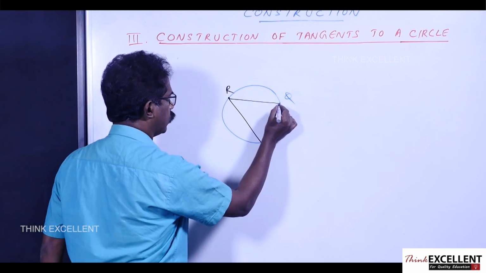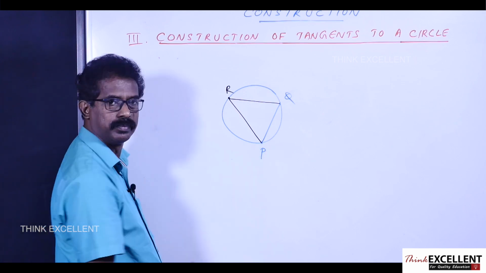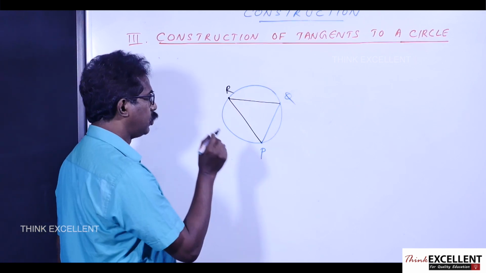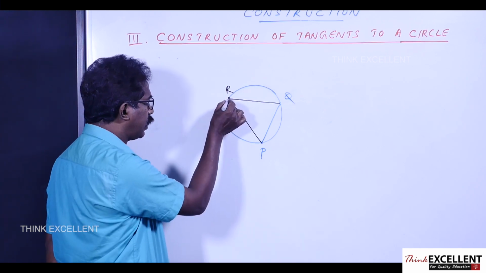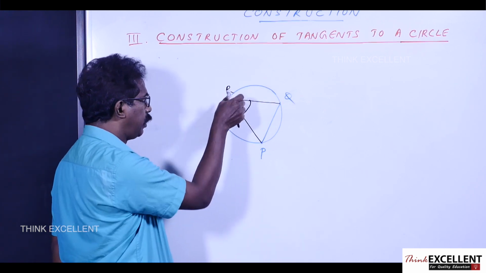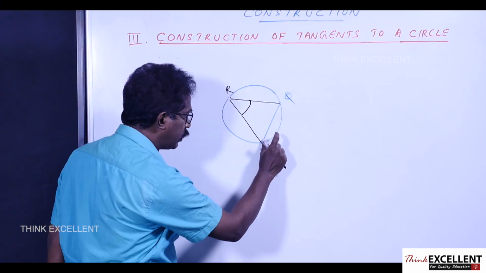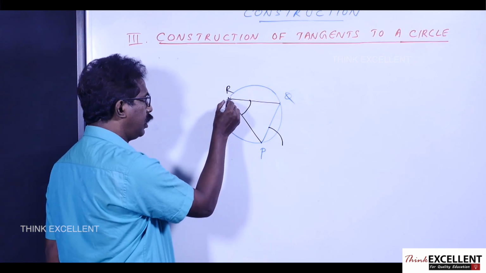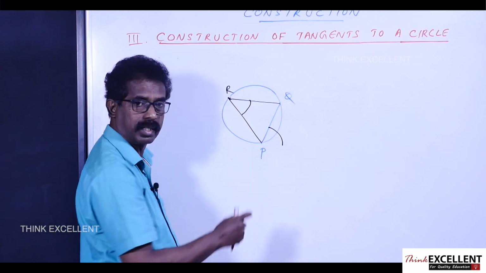Join these two. Now I have to make this angle here. How to do this? Using a compass, take any convenient measure, keep the pointer here, and draw one arc. Keep the pointer here, draw one arc. Same measurement, keep the pointer here, draw an arc. Here, take any convenient measure and draw an arc. Same measurement, draw an arc.